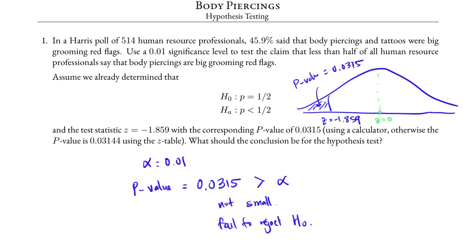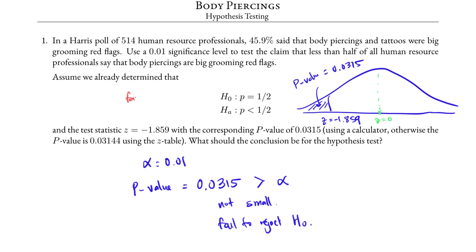Again, if the p-value is low, the null must go. If the p-value is less than alpha, we would reject the null hypothesis. But in this case, the p-value is greater than the given alpha. We would have to fail to reject the null hypothesis.